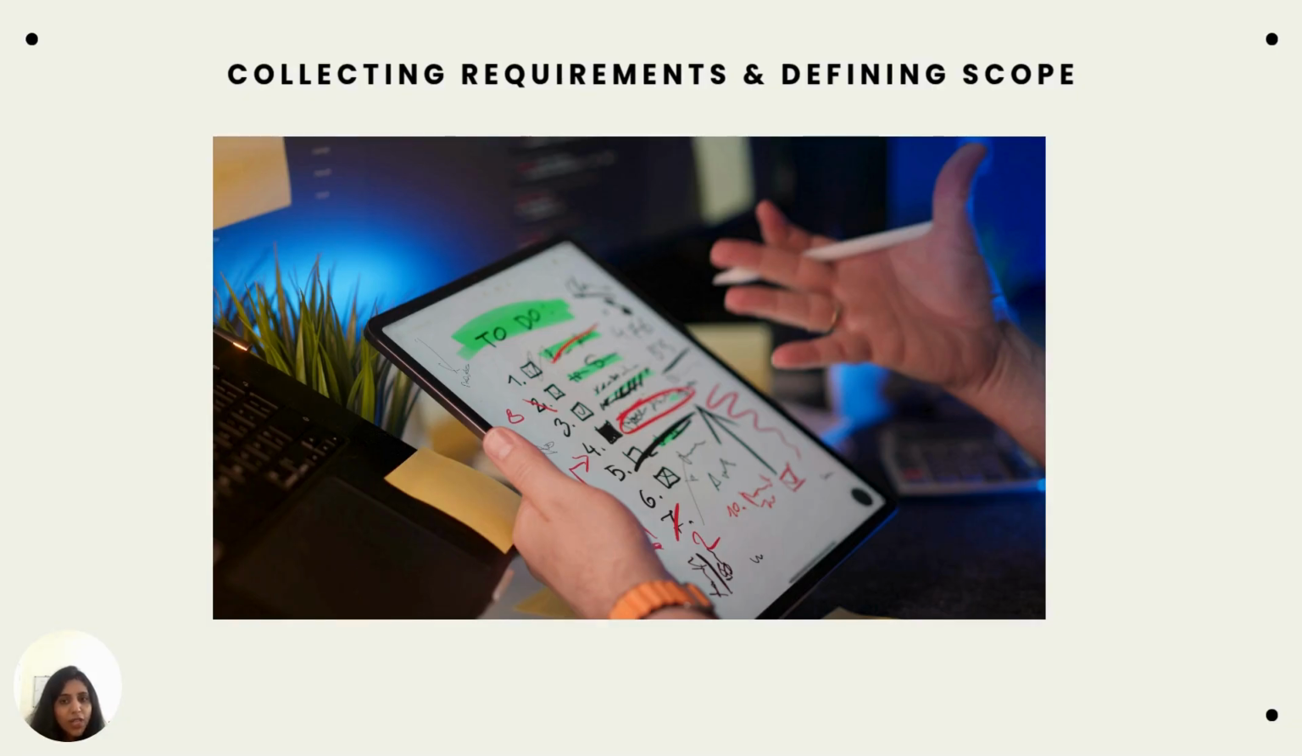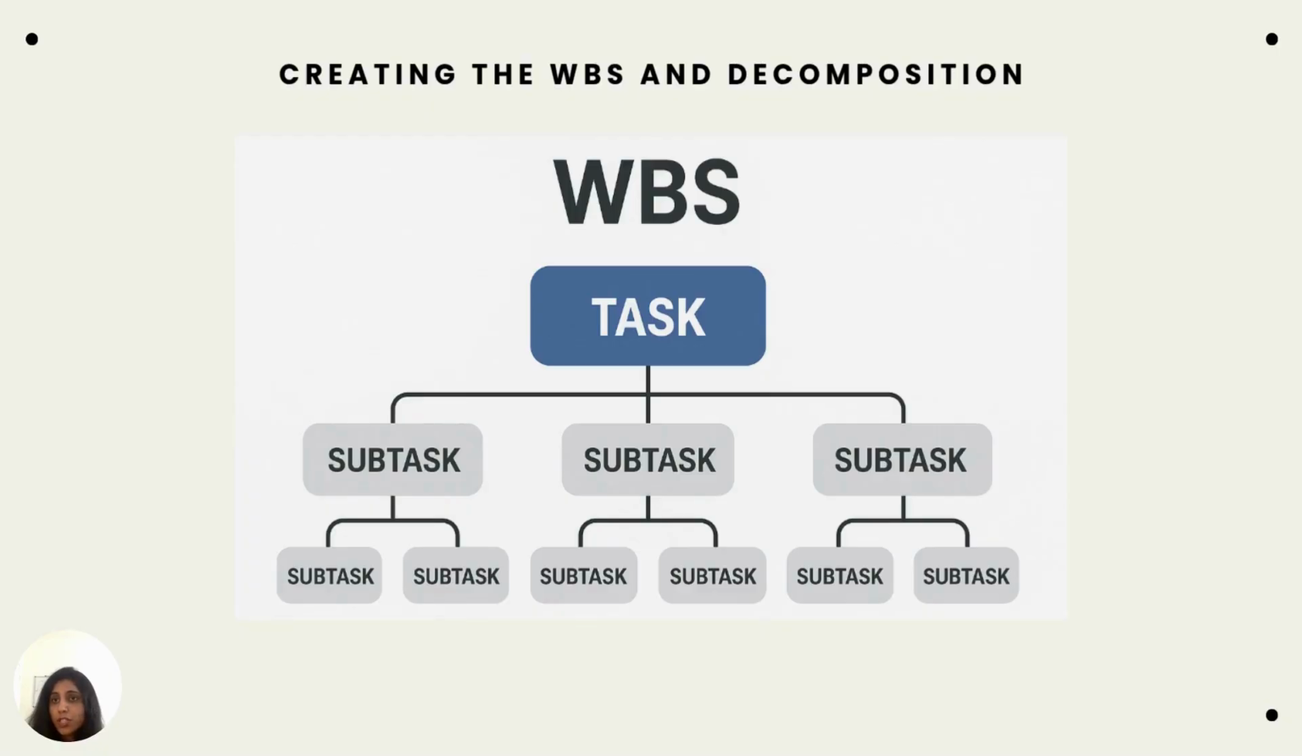Once the scope is defined, we can't manage it until we break it down into manageable pieces. That brings us to the work breakdown structure. If you're following my videos, you might already know what the WBS is. The work breakdown structure is the heart of scope management. The WBS is the hierarchical decomposition of the total scope of work to be carried out by the project team.